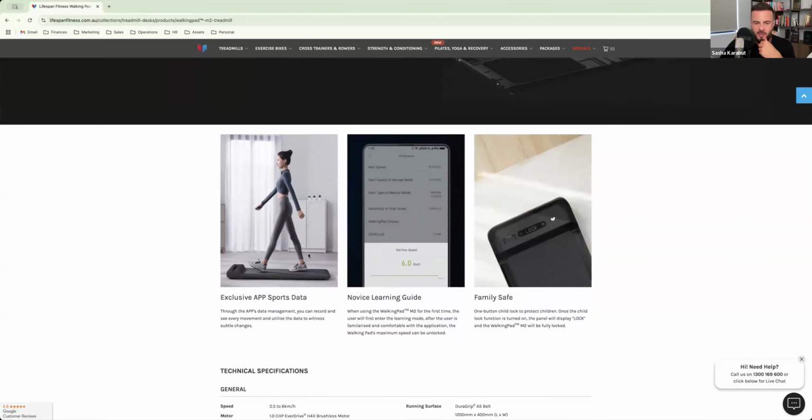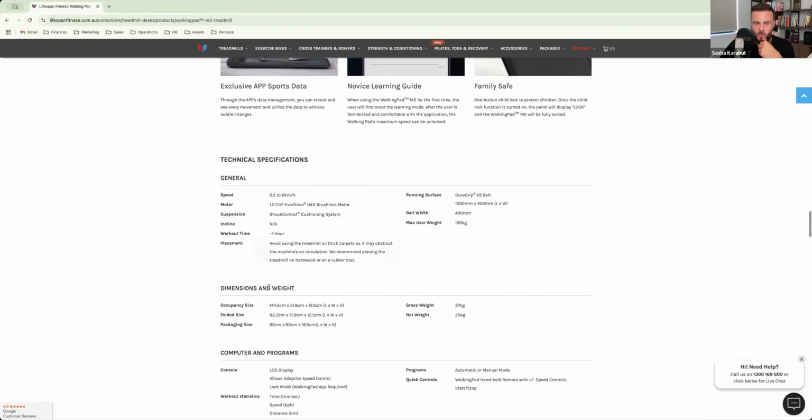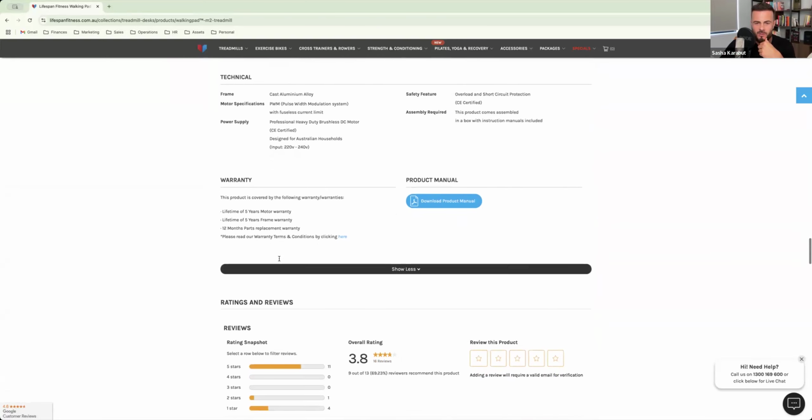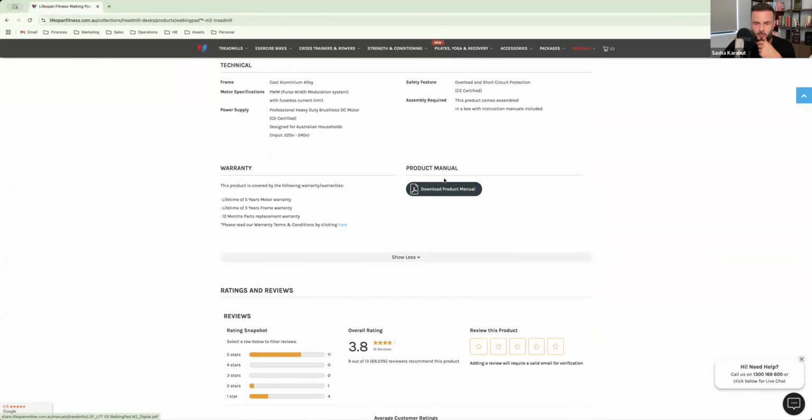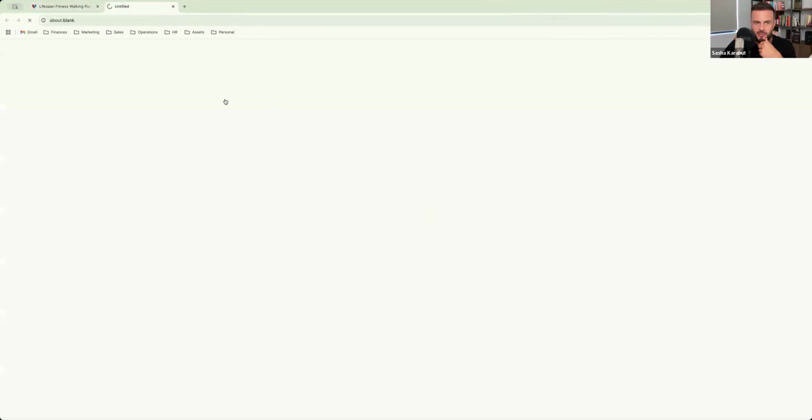And then there's an app here that they talk you through. There's all the specifications of the whole entire model. You can download a product manual if you want to actually look at the whole entire thing.